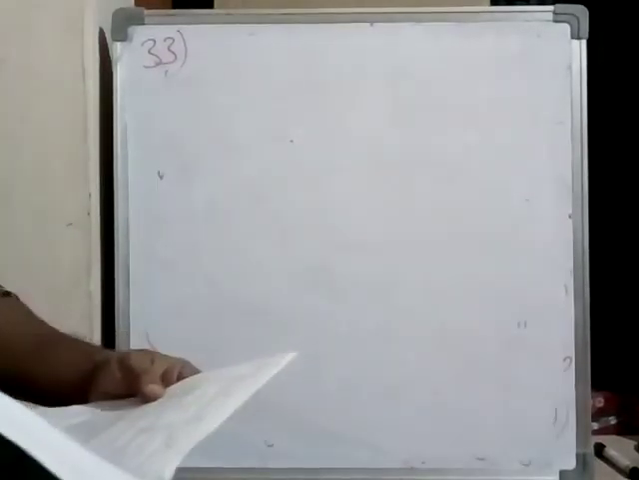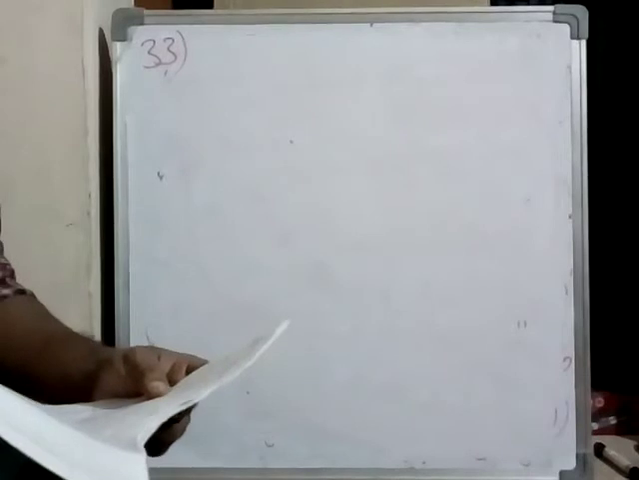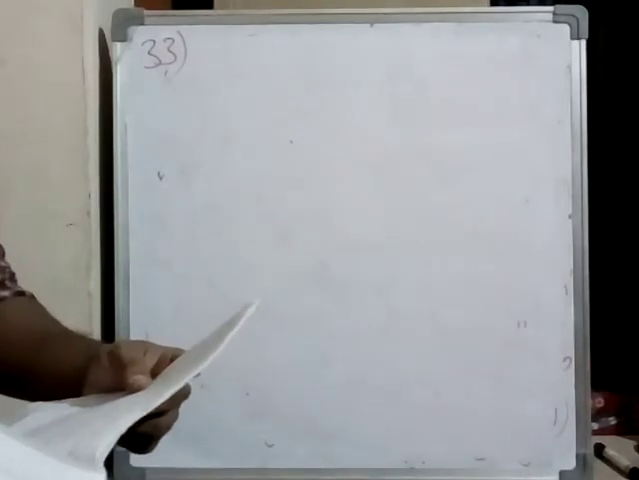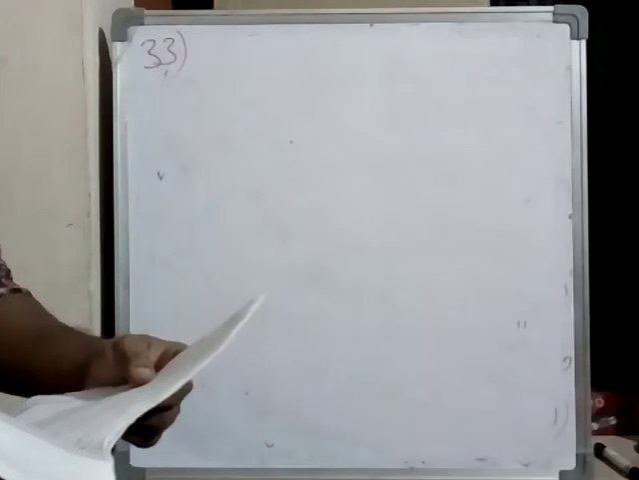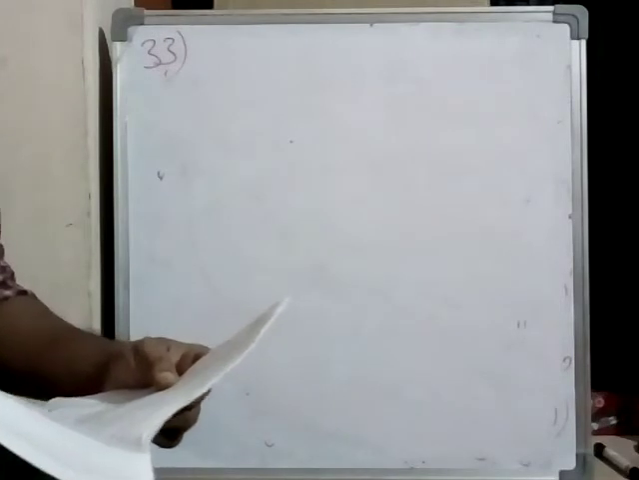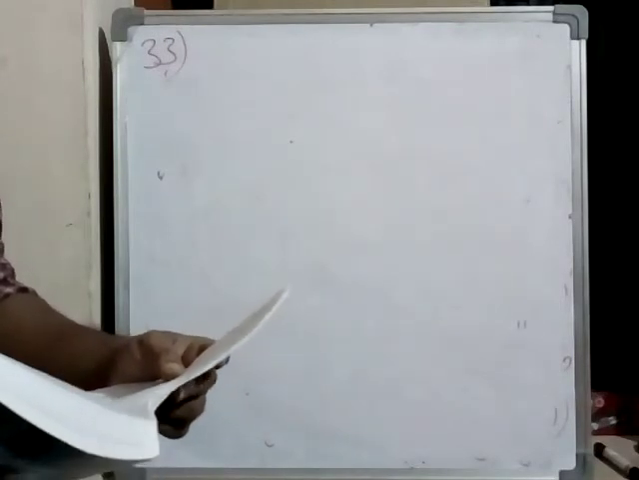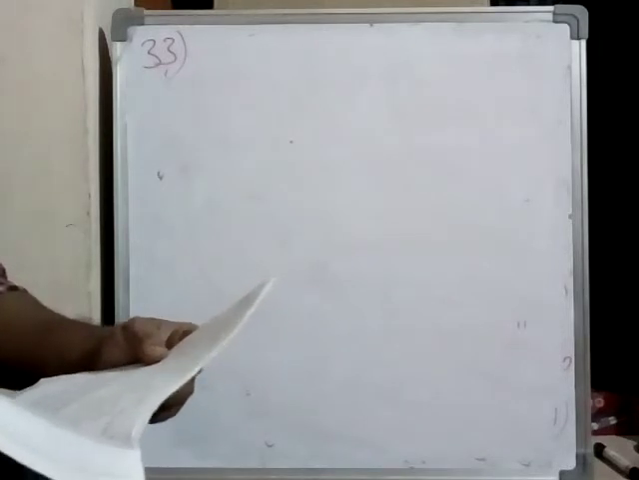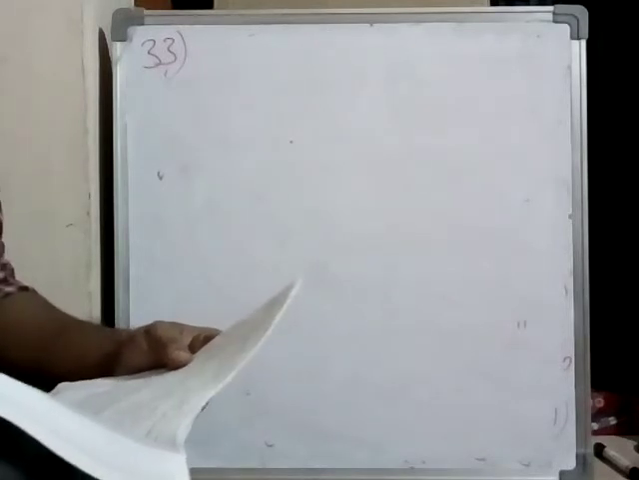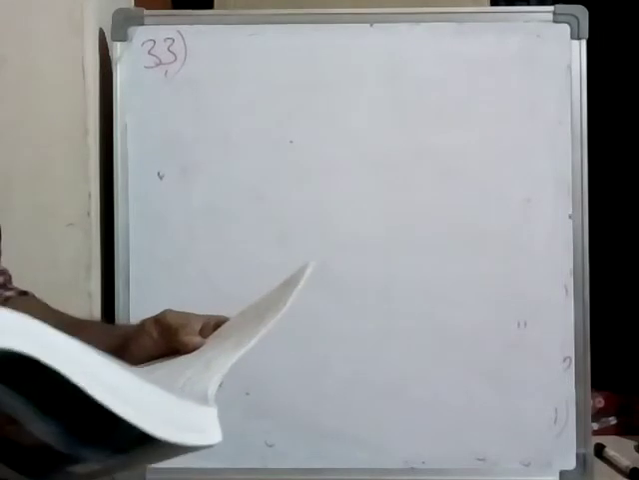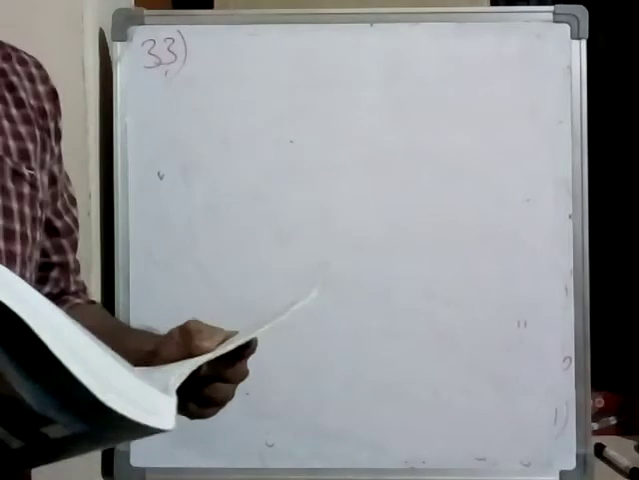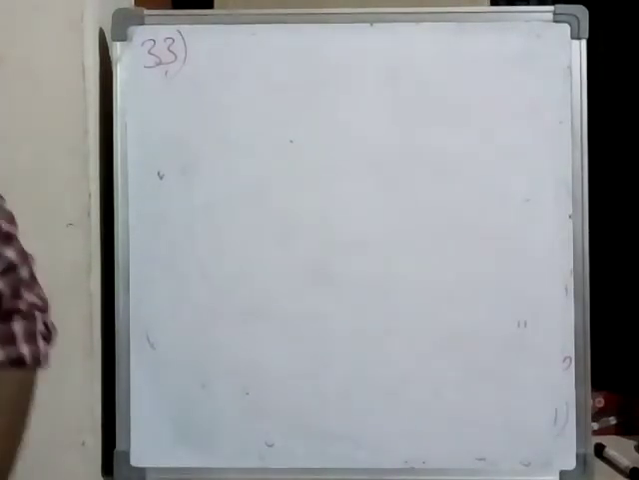So next one, problem 33. If M is the arithmetic mean of two distinct real numbers L and N, and G1, G2, G3 are three geometric means between L and N, then G1 to the power of 4 plus 2 into G2 to the power of 4 plus G3 to the power of 4 is equal to what? Find the value in terms of L and N.